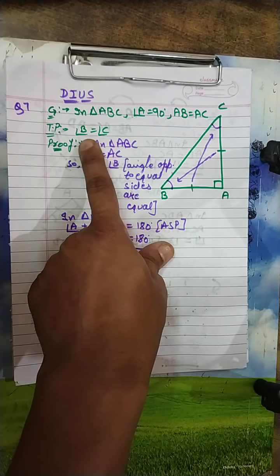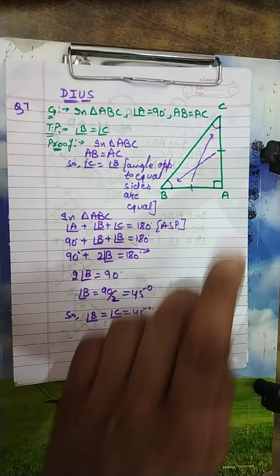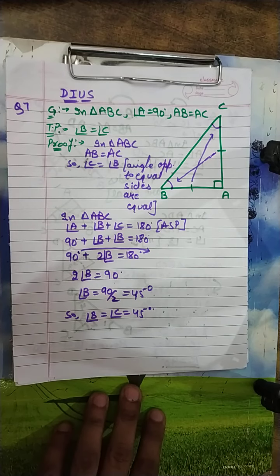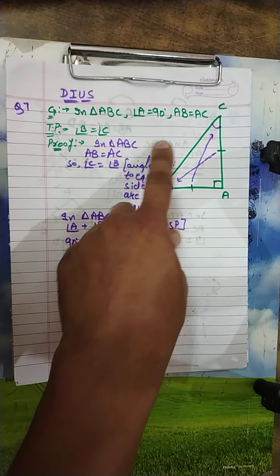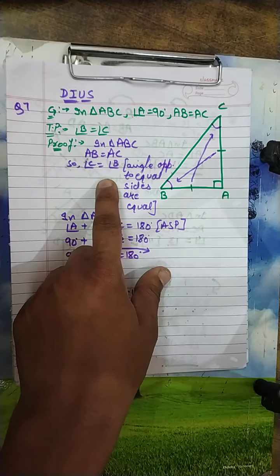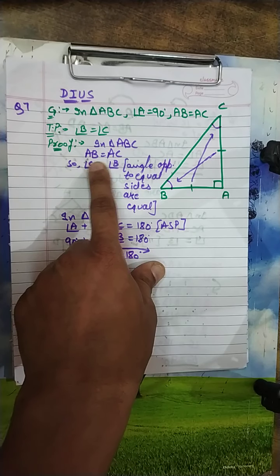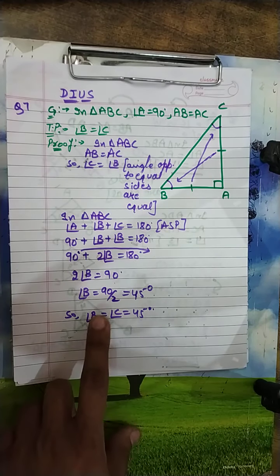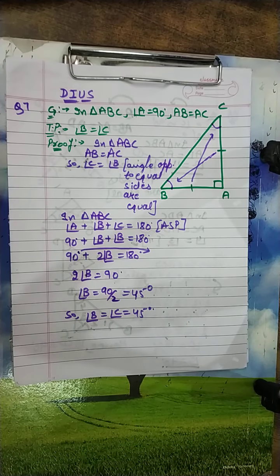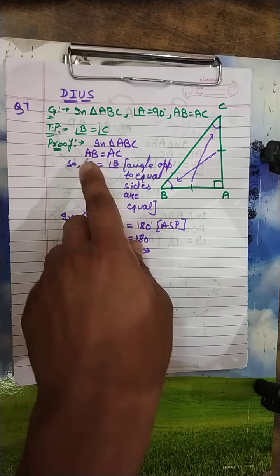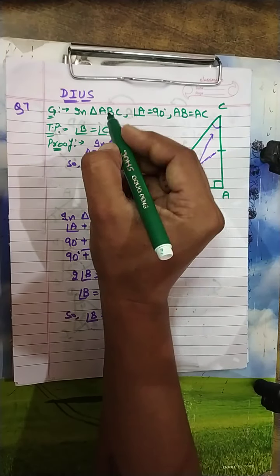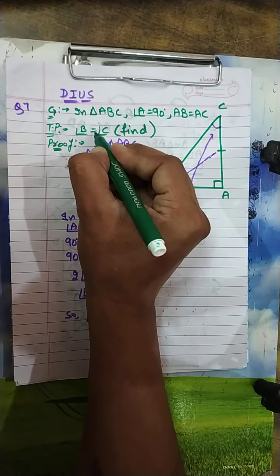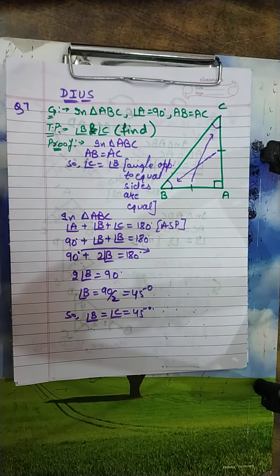Now come to the question. We have to find angle B and C. What is the question? Find the angle B and C. Sorry, find, not prove angle B equals C. Find angle B and C.